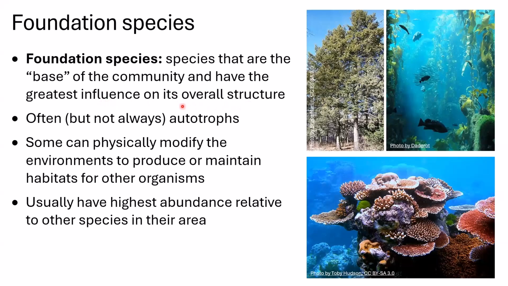Without them, the community would not be able to exist as it is. They are often autotrophs, such as the trees of a forest or the kelp in the ocean, but not always, with corals that make up reefs being one example. In these cases, they are able to physically modify the environment they are in, producing habitats that other organisms can live in. They also have relatively high abundance relative to other species in the area.